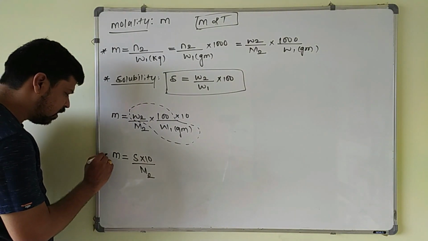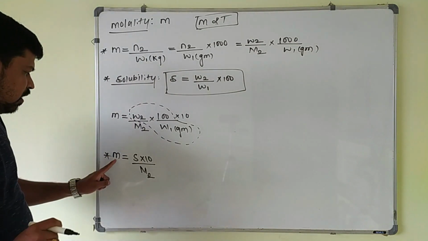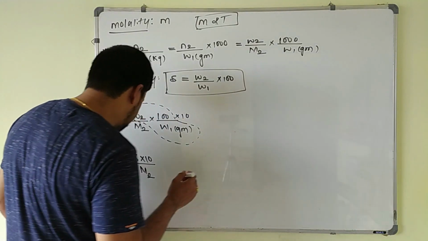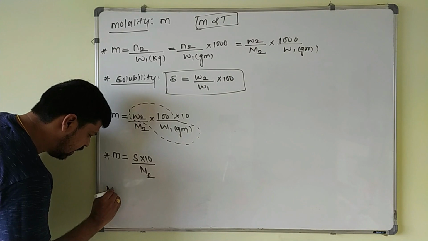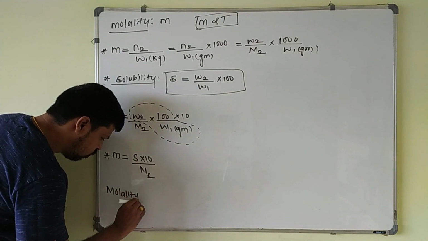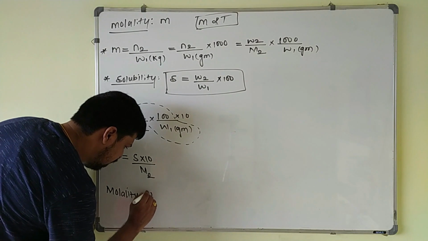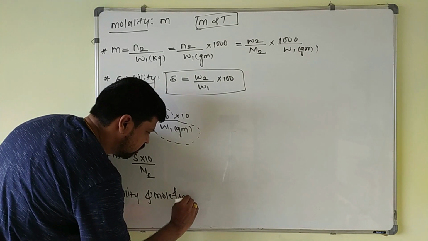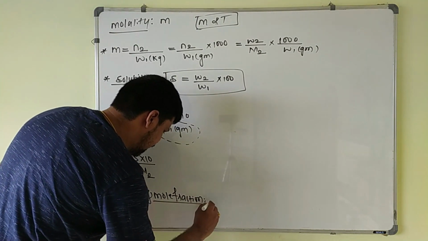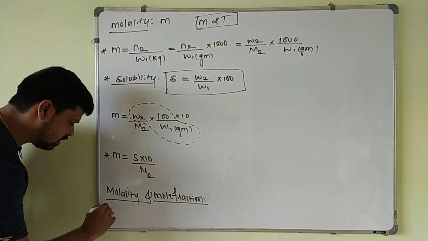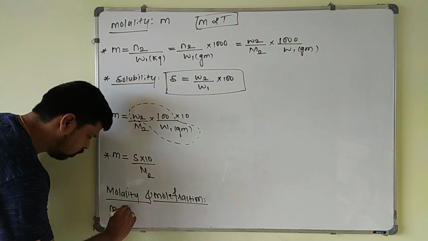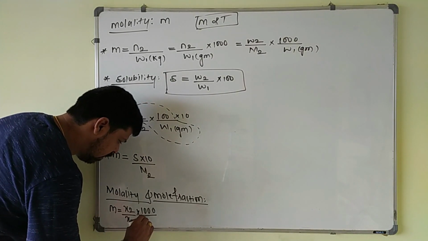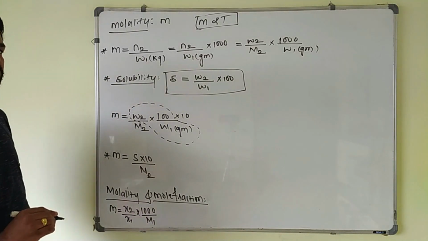So this is a very important relation. Again, you have to remember the relation between the molality and solubility, that is S here. Next point I will write here only, that is molality and mole fraction, the relation between the molality and mole fraction. That is, molality is equal to x2 by x1 into 1000 divided by the molar mass of the solvent M1 here.